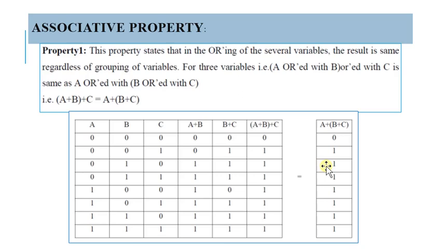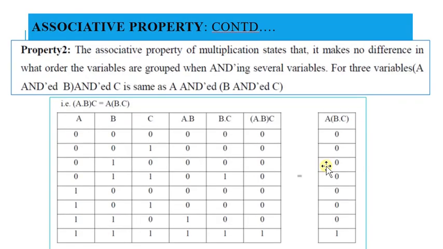Now the same associative property can be applied for ANDing. So this says that multiplication states make no difference in what order the variables are grouped. So you can see a and b multiplied with c, a multiplied with b dot c. Now you would have seen that in most of the previous cases we have represented the multiplication process by a dot. It's not always necessary that the dot should be present. Sometimes you can just write the variables after the grouping, or you can also represent a dot b as ab.